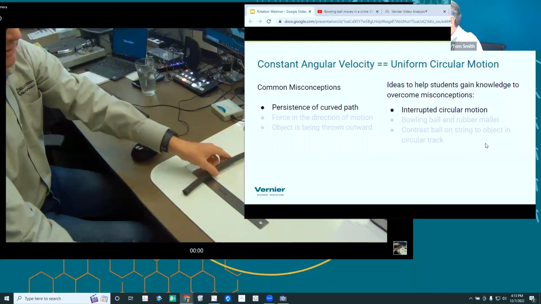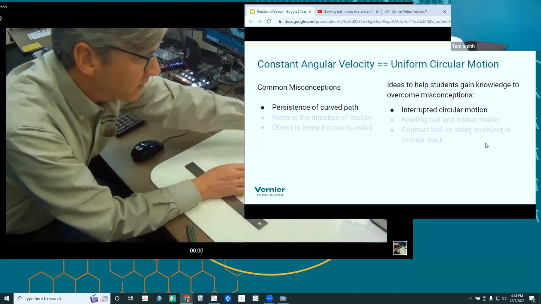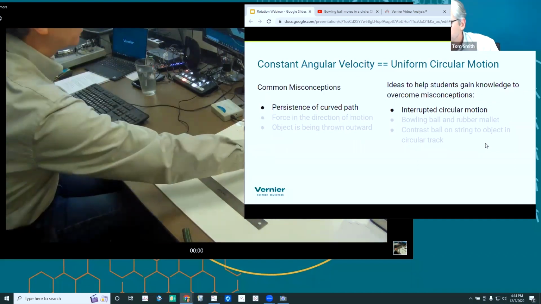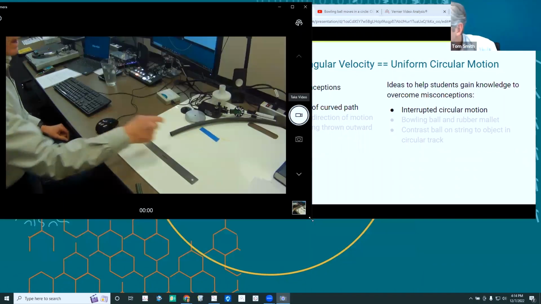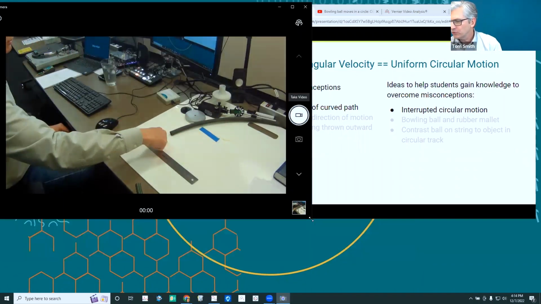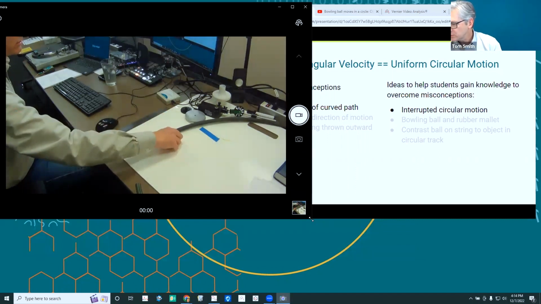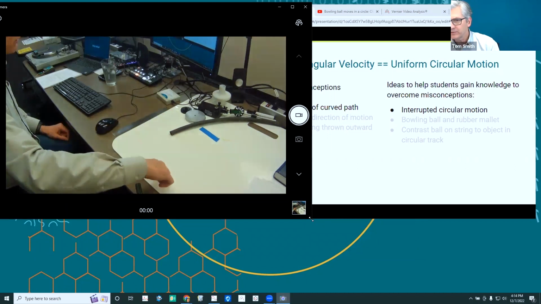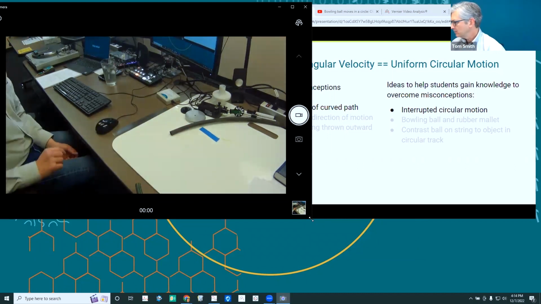And the idea being to ask the students the question, what's going to happen when the object rolls past that point? Is it going to continue straight? Is it going to go around the corner still? Just what's going to happen with that?